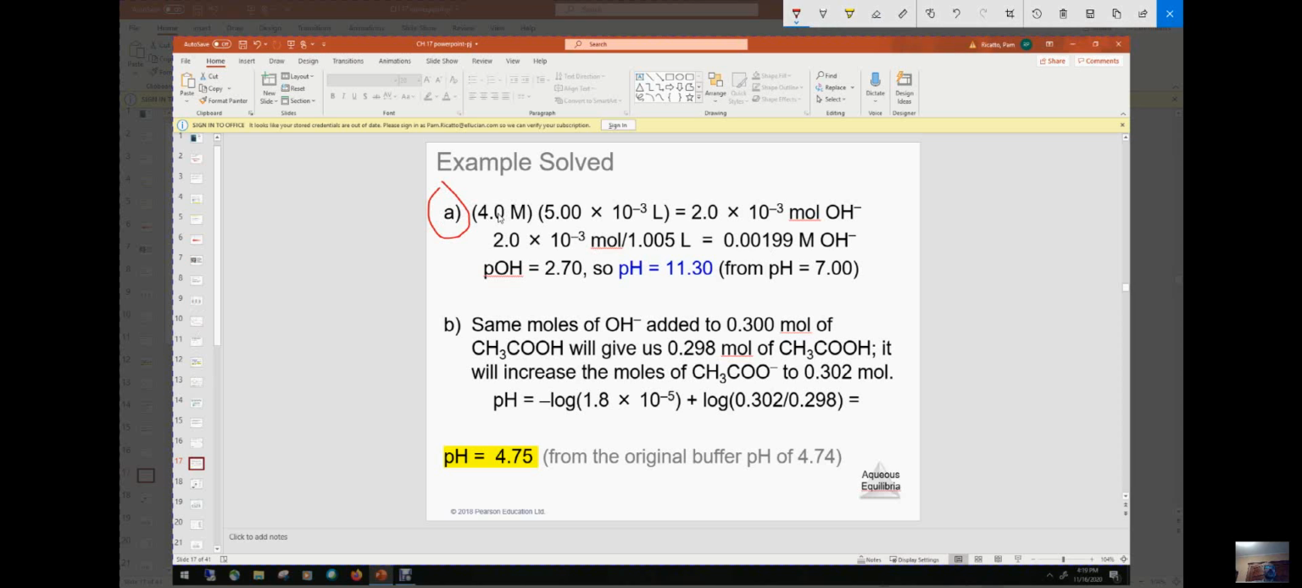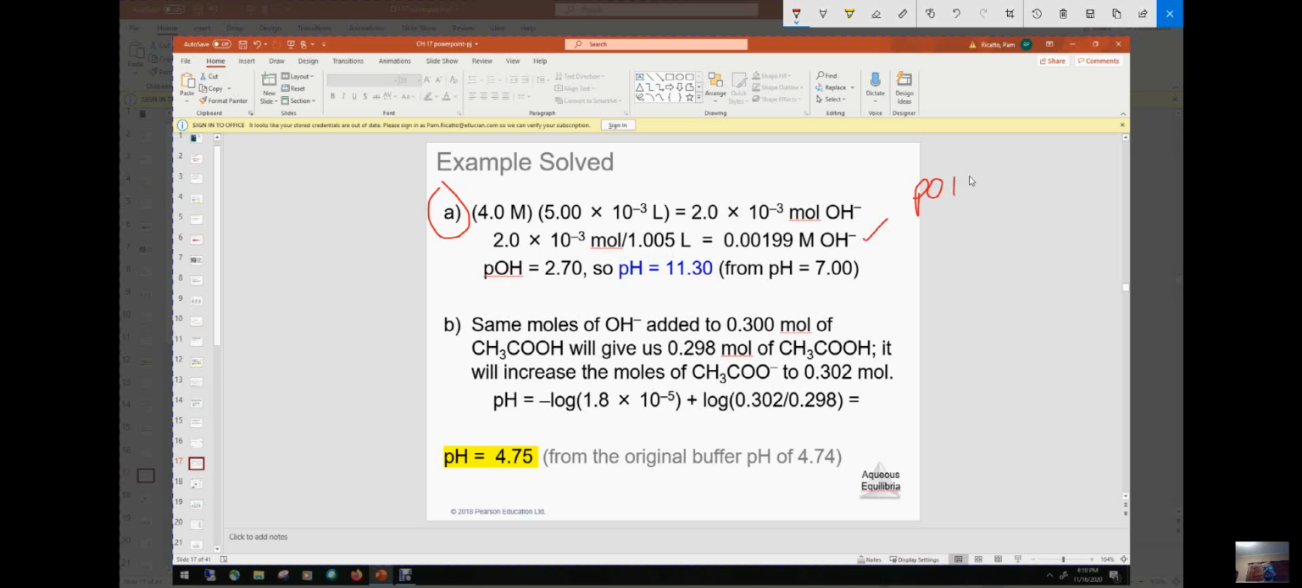This is just molarity times volume gives me moles. And then I want concentration, so this is 1.005 liters because I'm accounting for the 5 milliliters of the sodium hydroxide solution that was added to the 1 liter of water. Okay, so this is the concentration of sodium hydroxide. Once I have the concentration of sodium hydroxide at equilibrium, I can get the pOH.